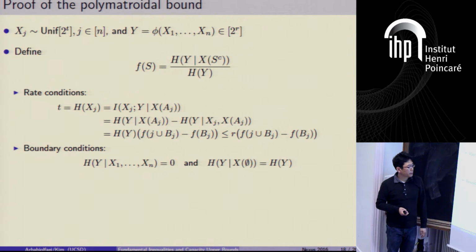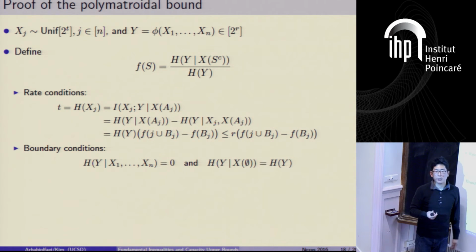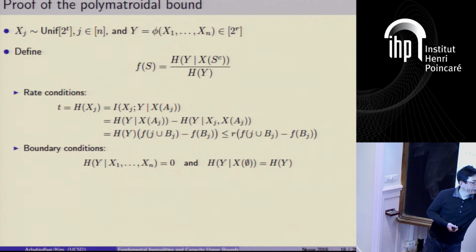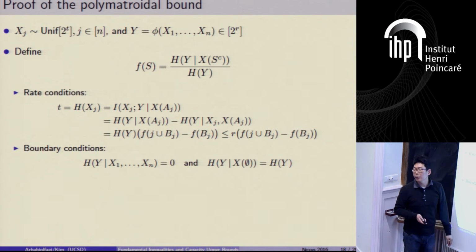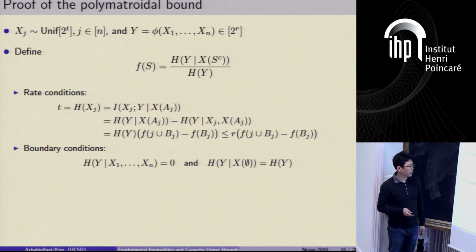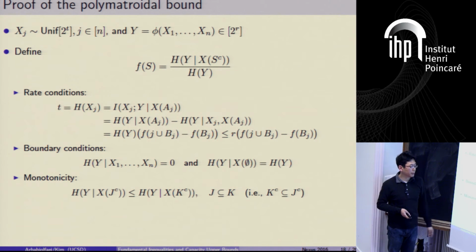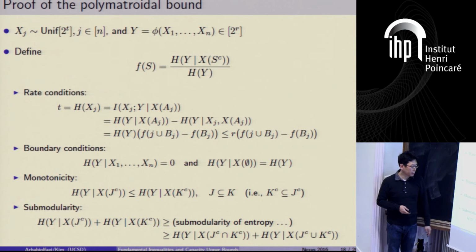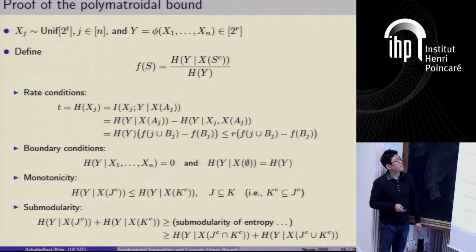The boundary conditions: if you have everything, then y is a function of x, so it is 0. When you have nothing, then it is h of y. Monotonicity is clear since conditioning reduces entropy. And finally, the submodularity. This submodularity is not directly the entropy submodularity, but it is essentially the same idea. So that is how we come up with this bound.